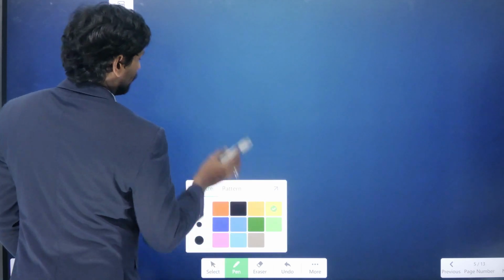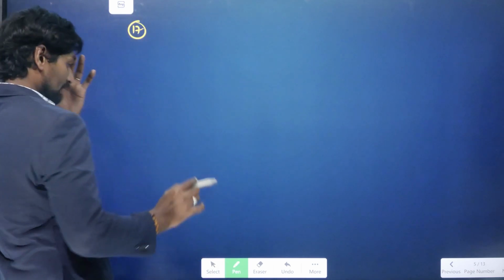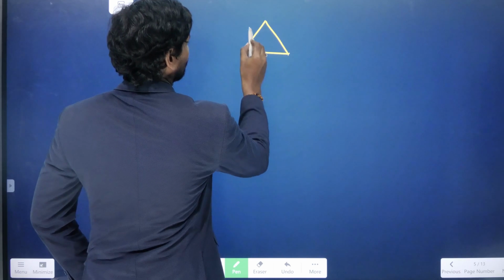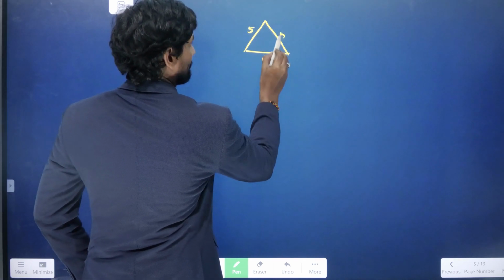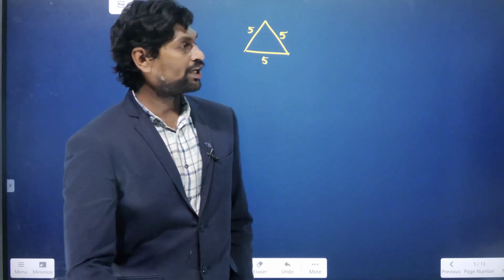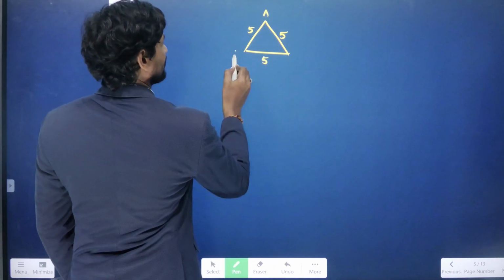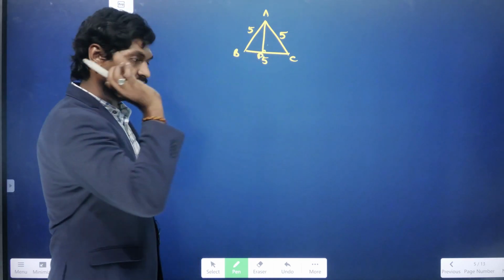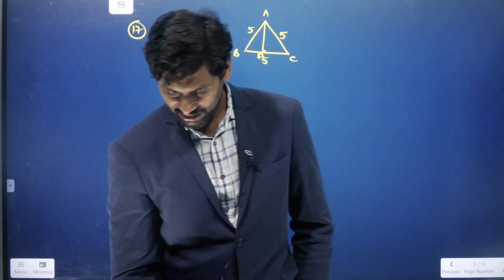So let us move on to the next problem, the 17th one. It is given that in triangle ABC, AB equals BC equals CA, nothing but an equilateral triangle whose side is 5 centimeters in length. And AD is perpendicular to BC. I am taking the ABC sides, so AD is perpendicular to BC.